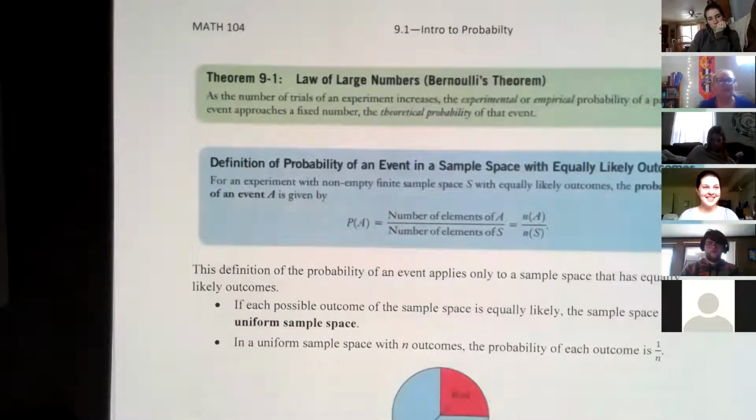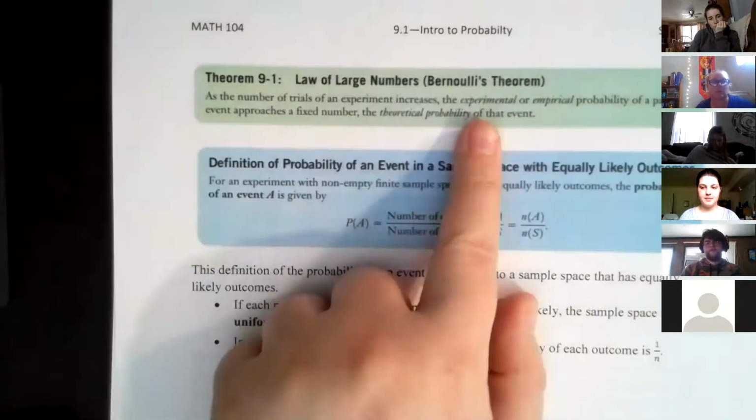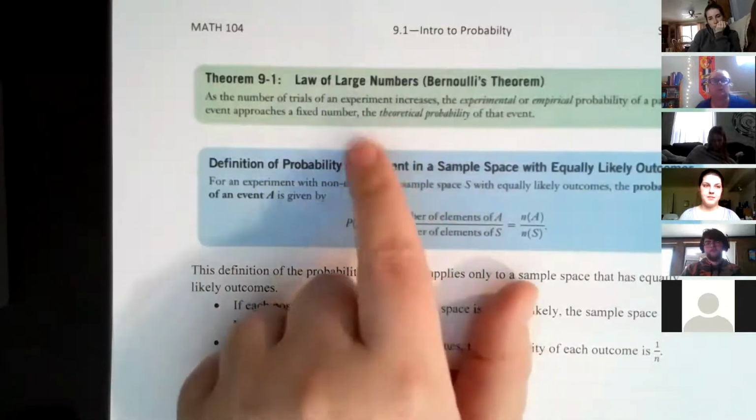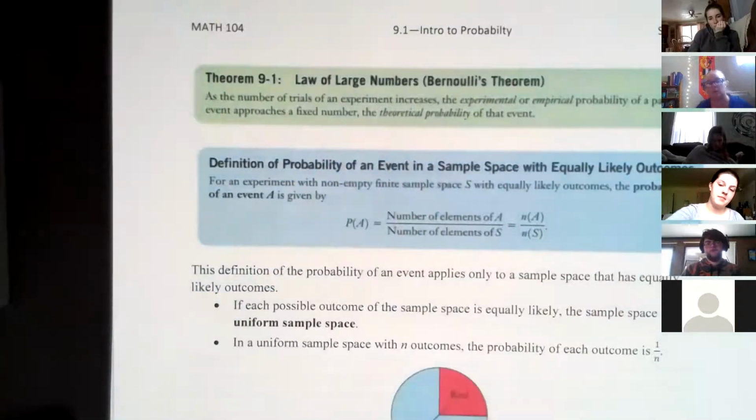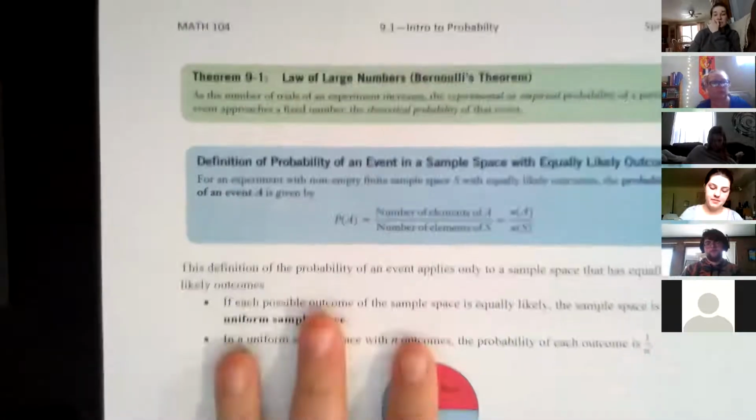So those are things that you have to look at in order to understand the significance of those numbers that you're being told. So when we have lots and lots and lots of trials, looking at that, we can start to see that the experimental should trend towards the theoretical. So that's where they're coming out.